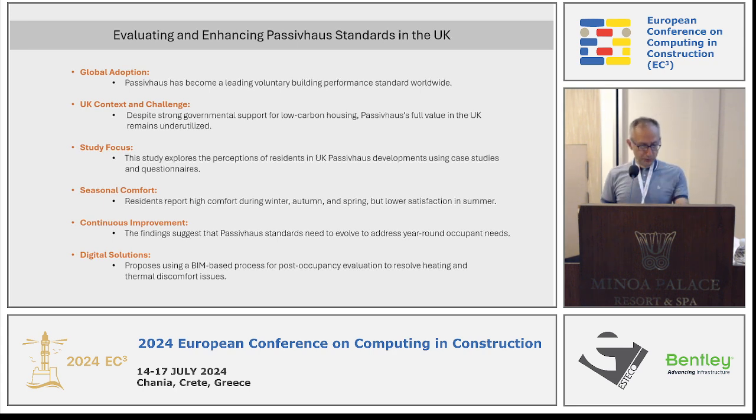So what were the findings? To give you a quick summary, residents report high comfort during the winter, so really, really comfortable, autumn and spring, but lower satisfaction in the summer months. So in the summer months, there tends to be overheating. Continuous improvement: the findings suggest that passive house residents need to evolve to address year-round occupant comfort. So the design shouldn't be just focused on achieving an airtight standard. It should be also focused on what residents want.